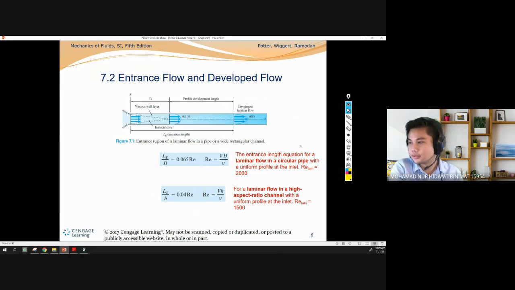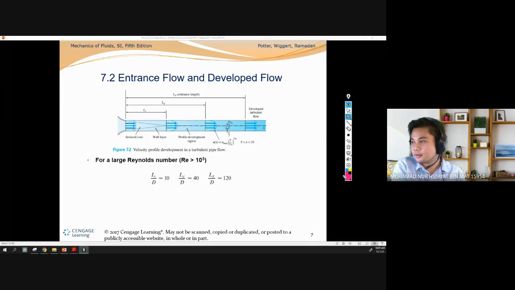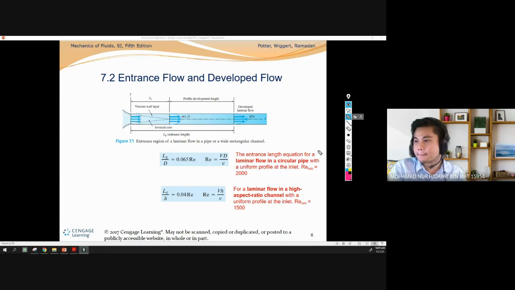Let me draw. Okay, this is the flow, and this is the flow. I think this is not. Okay, you can see we have the heart. We have this flow.